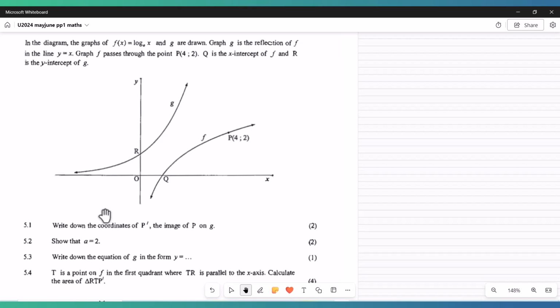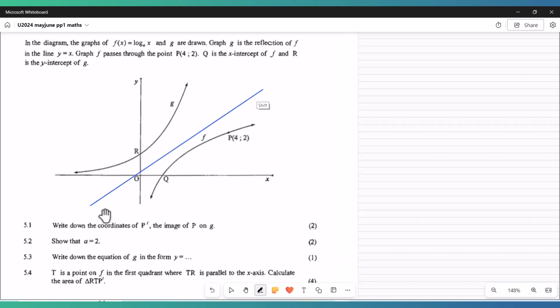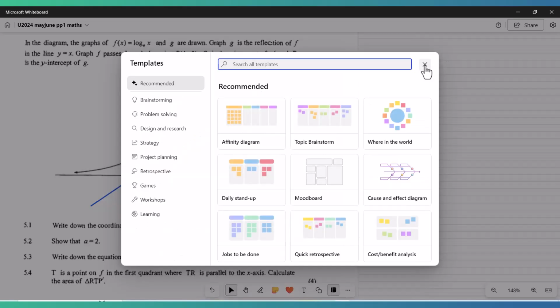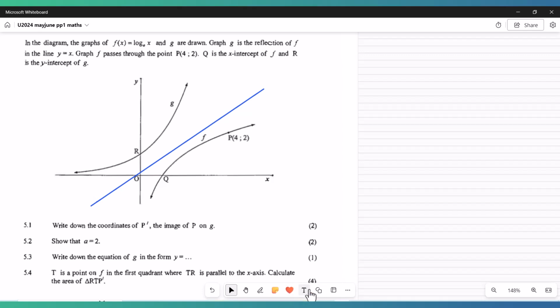I'll begin by drawing it here. So don't forget to use it. Now this line y equals x, it goes like this. And the line y equals x is supposed to be passing through this. It must pass through that one there. Okay, so now in that case it must pass through this one.